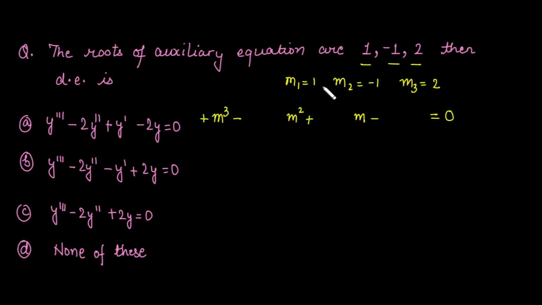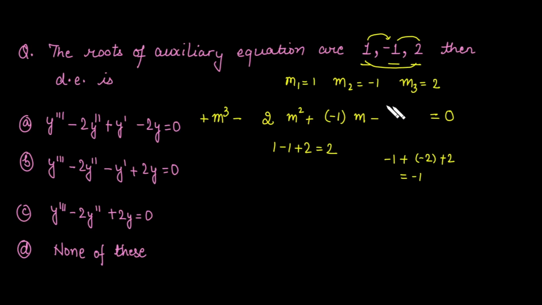Now the addition of these three terms, that is 1 minus 1 plus 2 is equal to 2. So this coefficient is 2. Now take the product of two elements at a time. What is the product of these two? 1 times minus 1, that is minus 1, plus the product of these two, that is minus 2, plus the product of 2 and 1, that is 2. So this will get cancelled with this one. Finally we have minus 1, that is the coefficient of m. Now what is the constant term in this case? What is the product of all these three numbers? That is minus 2.